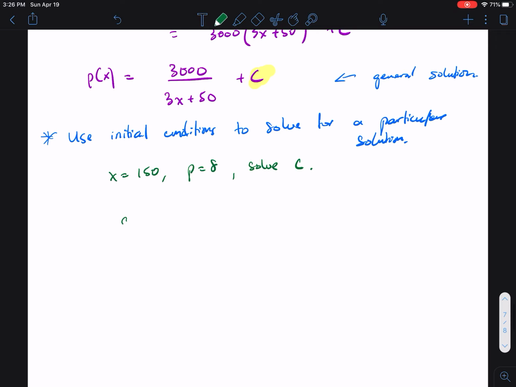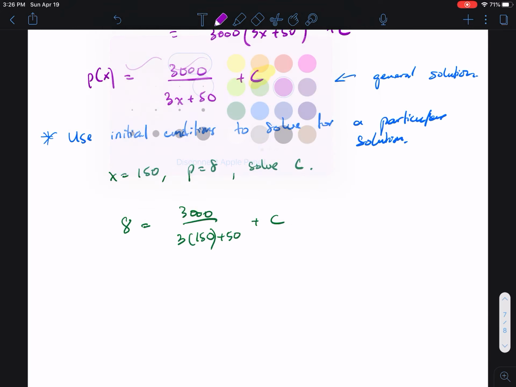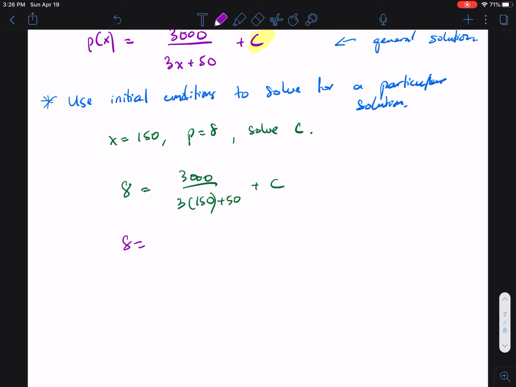Okay, so we have 8 equals 3000 over 3 times 150 plus 50 plus c. If you do the math correctly, that should give us 8 over 8 equals 3 times 150 is 450. 450 plus 50 is going to be 500. 500 goes into 3000 6 times. So our c is going to be 2. So now our solution for p of x itself is 3000 over 3x plus 50 plus 2.